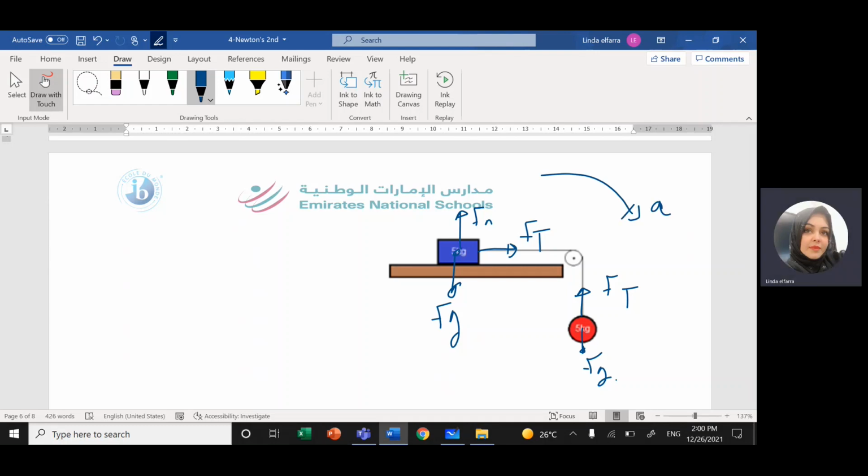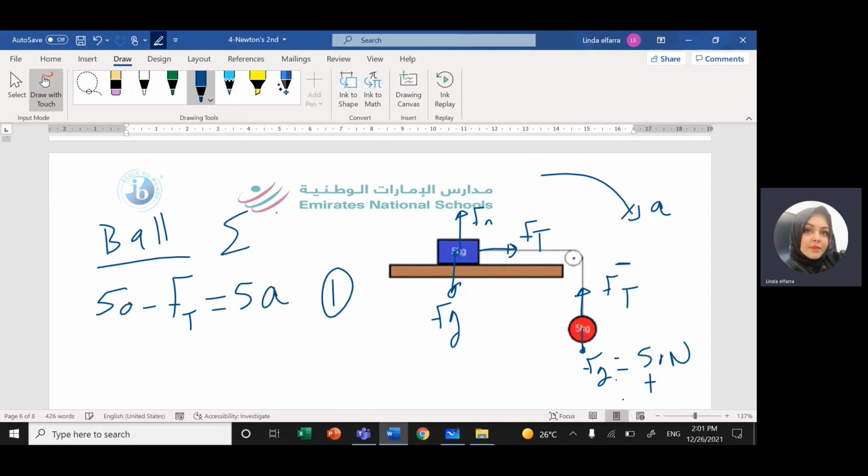So start with Newton's laws for the ball. The weight of the ball, 5 times 10, is 50 Newtons. The force in the direction of motion is positive, so this one is positive. This one, opposite to the direction of motion, is negative. So it will be 50 minus Ft will equal 5 times the acceleration. This is Newton's second law: the summation of forces equals mass times the acceleration.